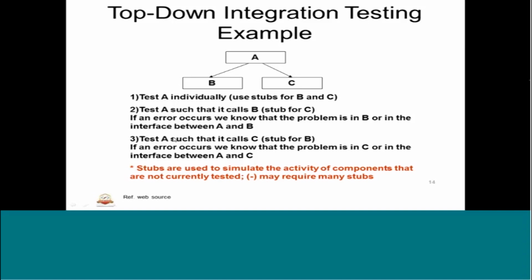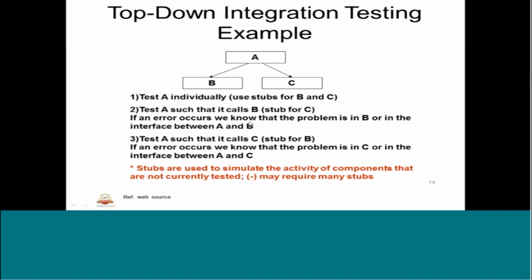So that's the third step: test A such that it calls C. The first time it calls B, the second time it calls C. The first time we want to have the same stub for C. The second time we are going to have the same stub for B, so that we know the working behavior or the actual expected output is the same in all of this. That is the approach.